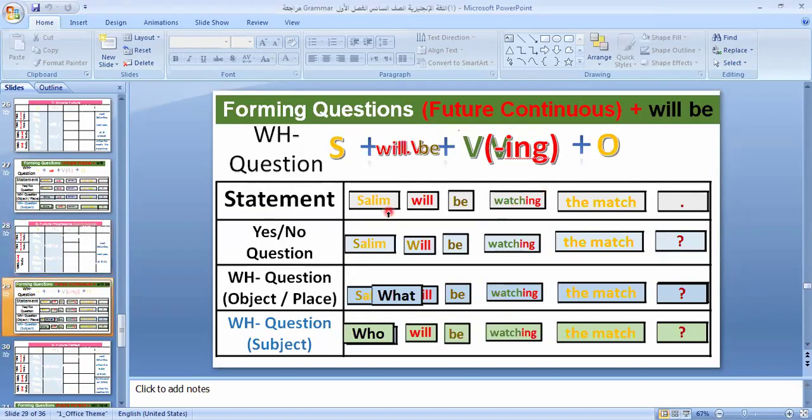Here is the future continuous. What can I do in the statement form, in the yes no question, and in the WH question? So here we say Slim will be watching the match. When I make a yes or no question, what can I put? I replace the verb instead of the subject. Like we say: Will Slim be watching the match? And I put a question mark at the end of the sentence. Here I ask about the match. So the question would be: What will Slim be watching? And I put a question mark at the end of the sentence. When we ask about Slim, I say: Who will be watching the match?